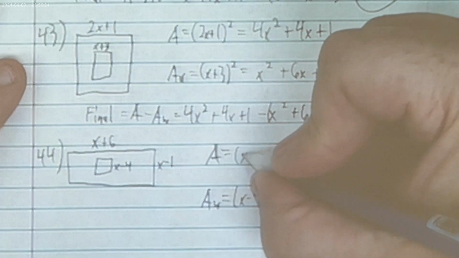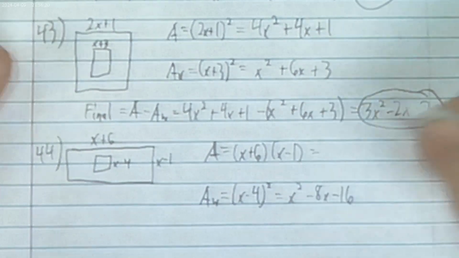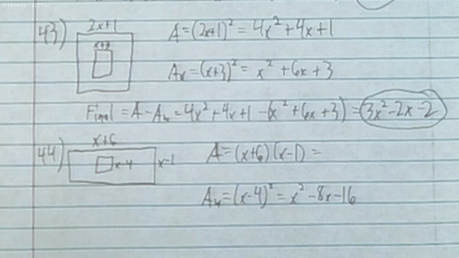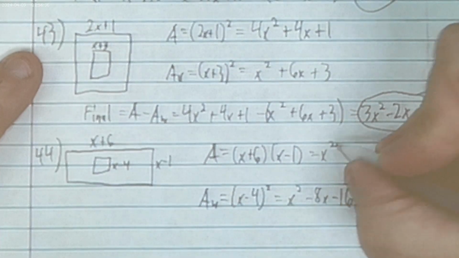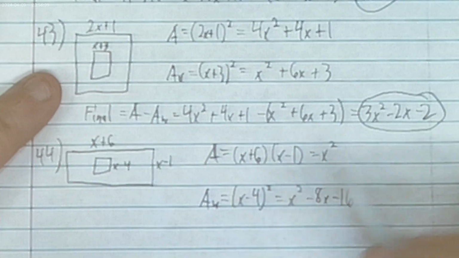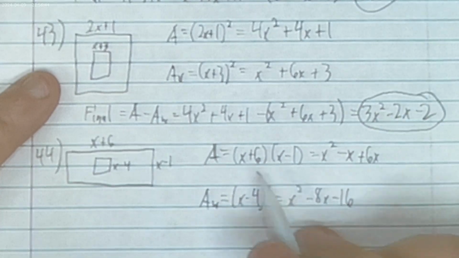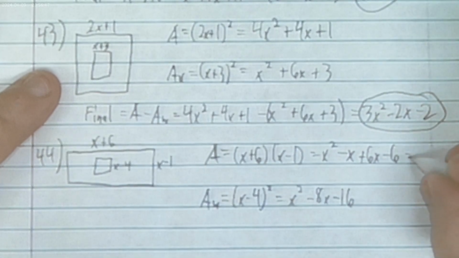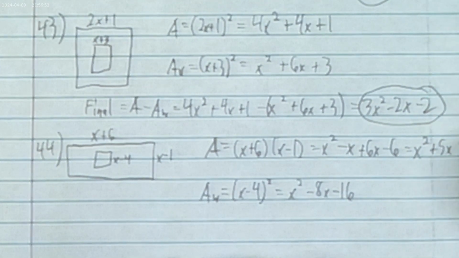The second one is going to be x plus 6 times x minus 1. And just like before, if you have something simple like this, the best way to do it is to use the FOIL method. So first, which is x squared. Outside, which is x times negative 1, so that's minus x. Inside, which is plus 6x, and then last, which is minus 6. Combine like terms, and that gives me x squared plus 5x minus 6.